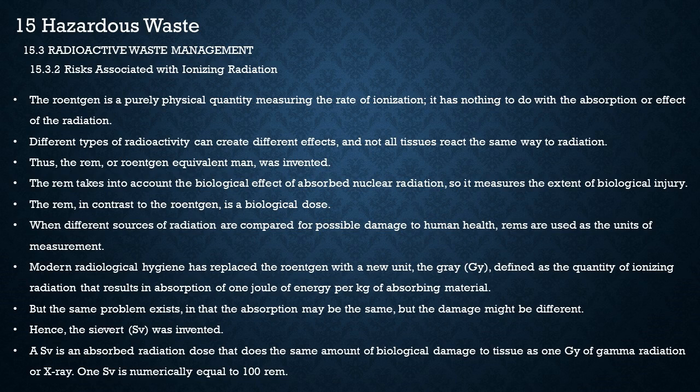Modern radiological hygiene has replaced the Röntgen with a new unit, the gray (Gy), defined as the quantity of ionizing radiation that results in absorption of 1 joule of energy per kg of absorbing material. But the same problem exists in that the absorption may be the same, but the damage might be different. Hence, the sievert (Sv) was invented. A sievert is an absorbed radiation dose that does the same amount of biological damage to tissue as 1 Gy of gamma radiation or X-ray. 1 Sv is numerically equal to 100 rem.